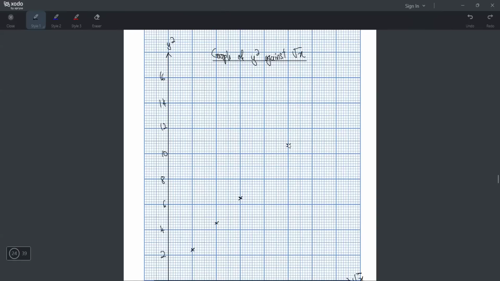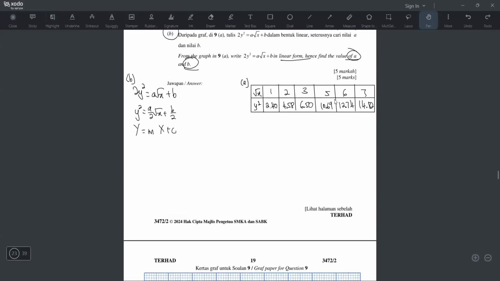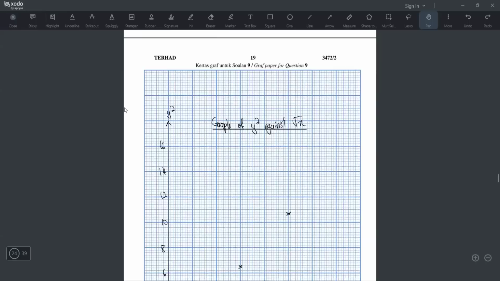And if you go up further to here, it is 10.8 already. So 10.69 is somewhere in between 10.8 and 10.6. Okay, next one, 6, 12.74.